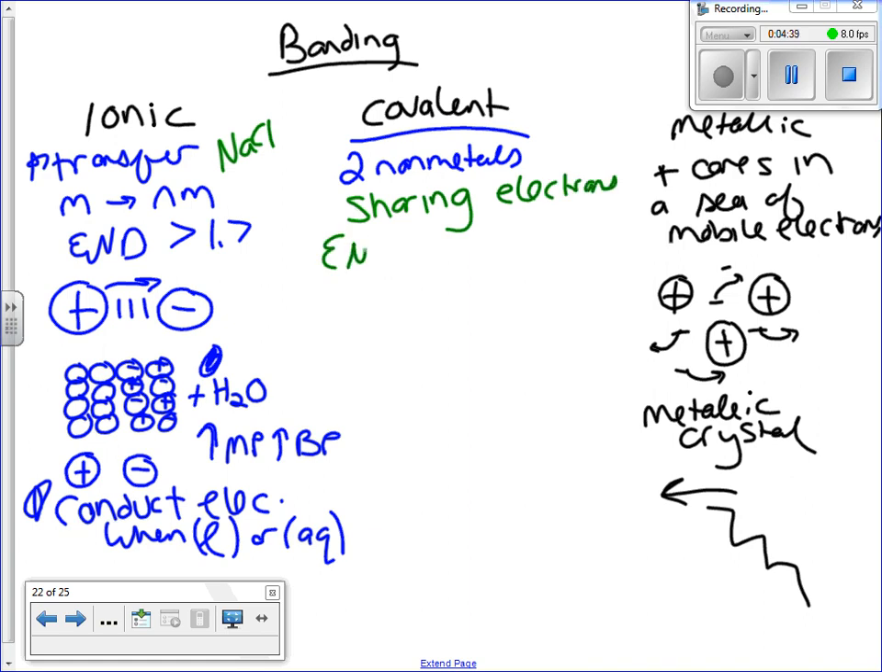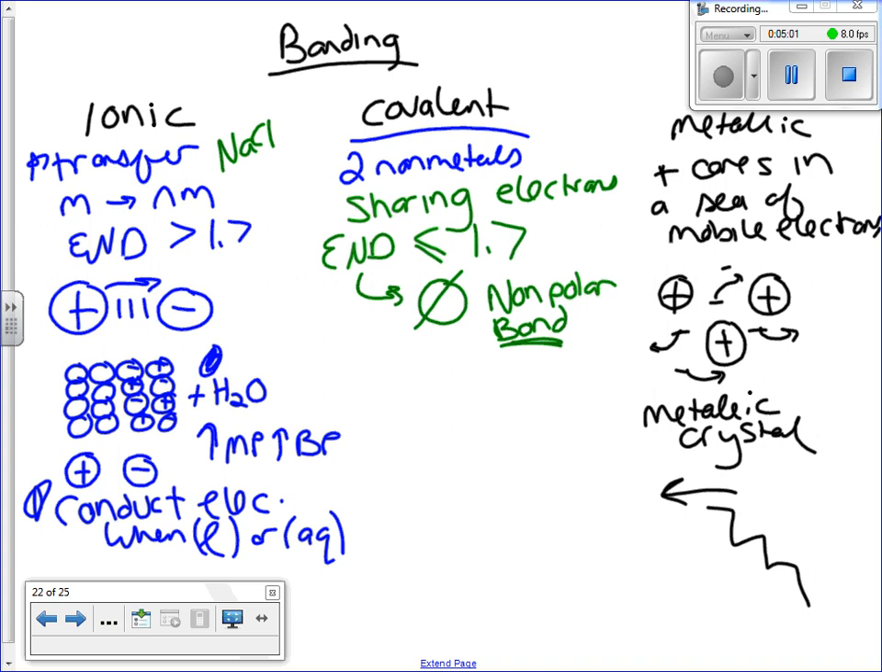They share electrons. Their electronegativity difference, that's the difference in their electronegativities, how hard they pull on each other's electrons, has got to be less than or equal to 1.7. If the END is 0, it is a nonpolar bond. The two little atoms are sharing the electrons equally. A great example of this is O2. Here are my two oxygens, okay?